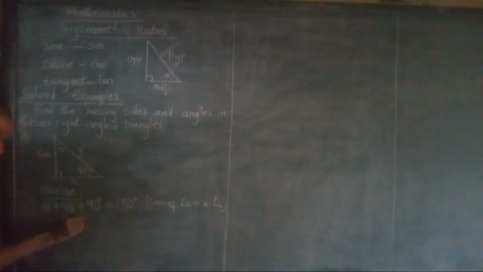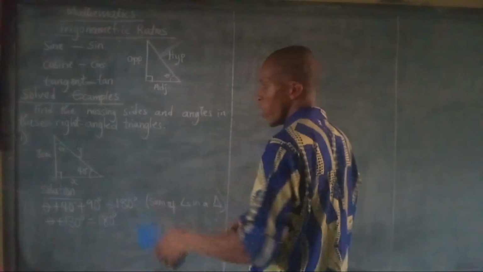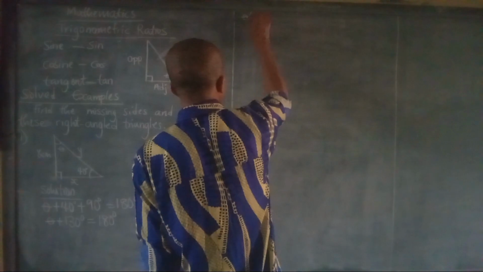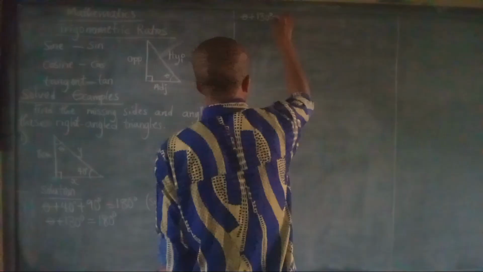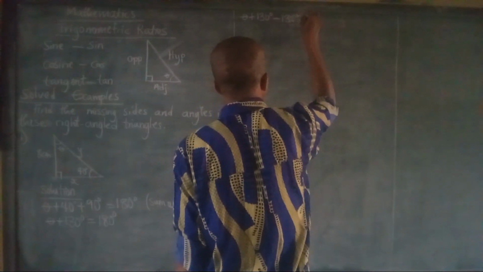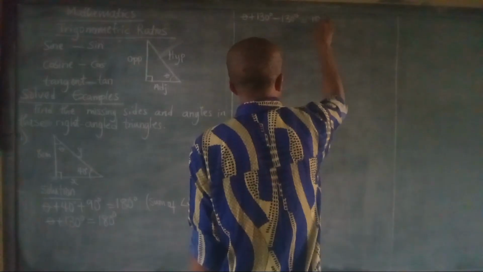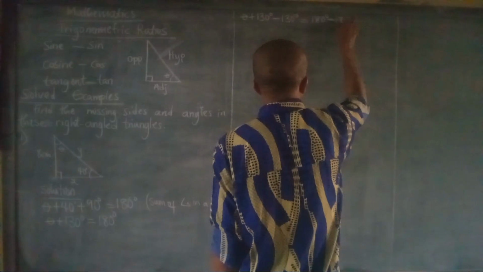How did you get 130? 40 plus 90 equals 130. So theta plus 130 is equal to 180 degrees. Now we want to obtain the value of theta. For us to make theta the subject, or for it to be alone, we have to remove this 130. Now what do we do next? Theta plus 130 is equal to 180 degrees, which means theta plus 130 degrees minus 130 degrees is equal to 180 degrees minus 130 degrees.